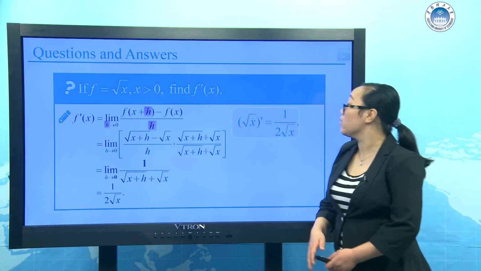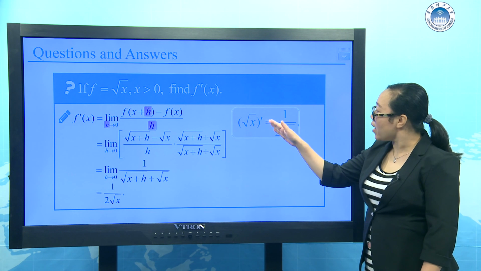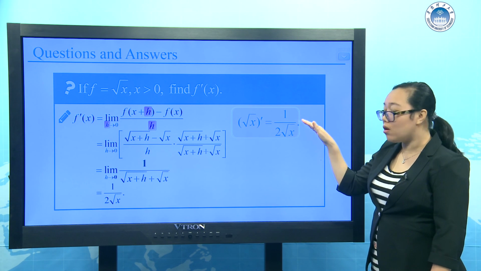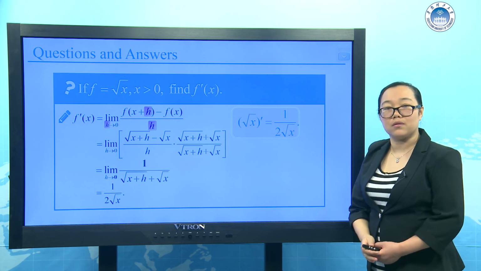So we can get this result. (square root x) prime equals 1 over 2 square root x. Try to remember this result.